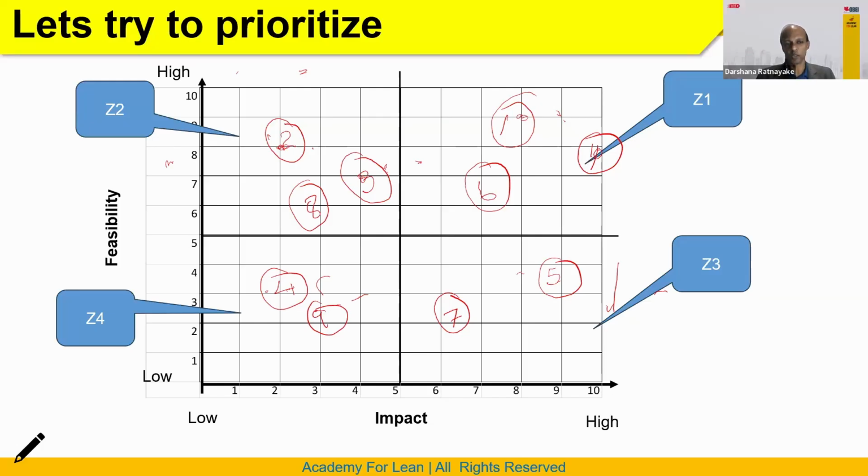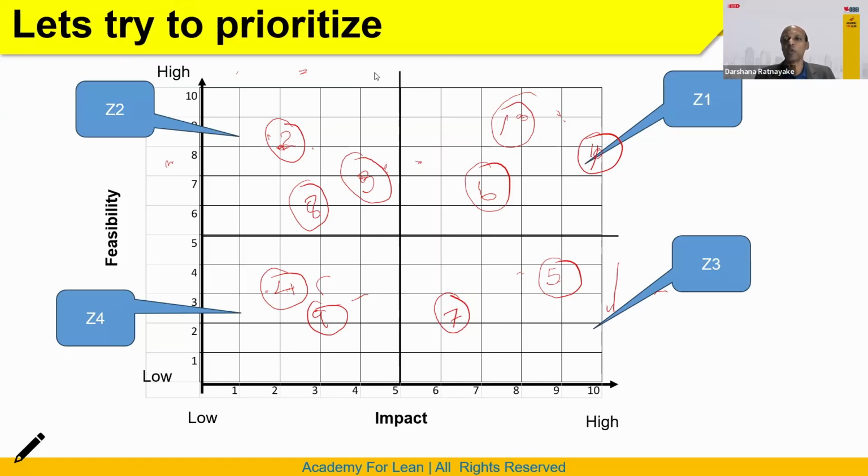Zone 1 means high impact, high feasibility. That means easy to do, and if we do it, we have more impact, more benefits. Impact means the benefit, in another way. Zone 2 means easy to do, but benefits are less. Zone 3 means benefits are high, very difficult to do. Zone 4 means low benefits, very difficult to do. So we have 2 answers: zone 1 and zone 2.